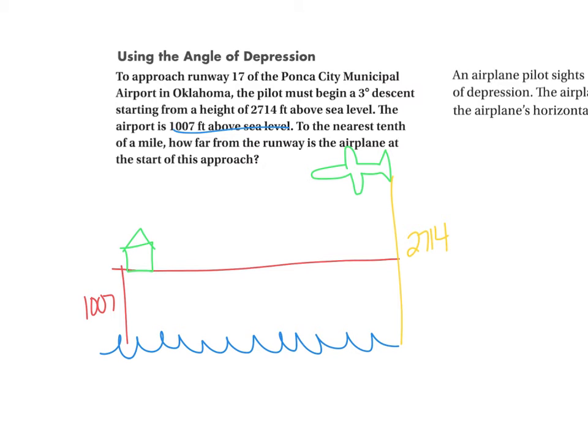Oh, we also forgot. They gave us an angle. But remember, this is an angle of descent, so that's depression. Angle of depression, remember? You are bummed out because you have to do an extra step, so it's on the outside of your triangle. Okay, so that's 3 degrees. All right, and then what are we trying to find? It says how far from the runway is the airplane at the start of its approach? So it looks like we're looking for the hypotenuse on this one, the airplane to the airport.